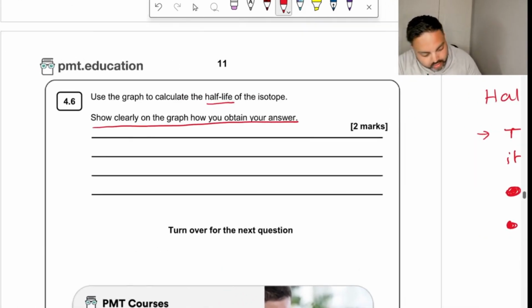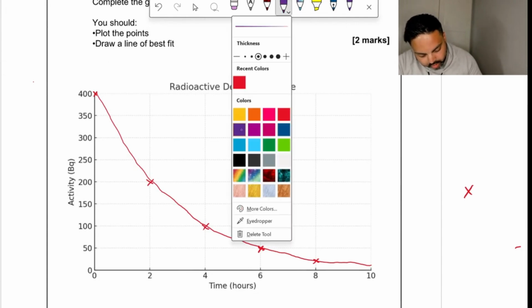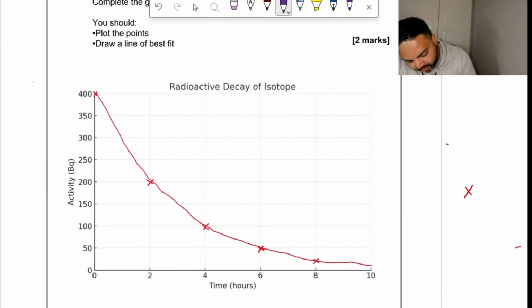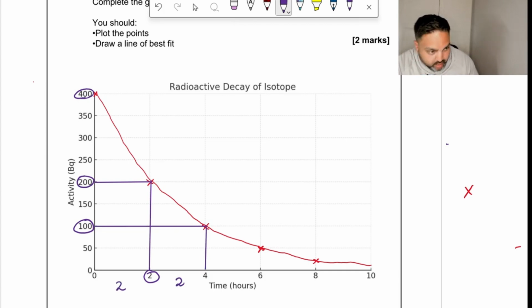Now this question says, show clearly on the graph how you obtain the answer. So in order to show clearly on the graph, I have to do a bit of showboating for the examiner. So I have to say, right, this is 400. So I have to circle 200 or show that I've halved it. And then I go across to the line, and then I go down from the line, and then I get 2 seconds. And then I do the same thing for half of that again, and I get 2 seconds again. So I get 2 seconds, and then I get another 2 seconds.